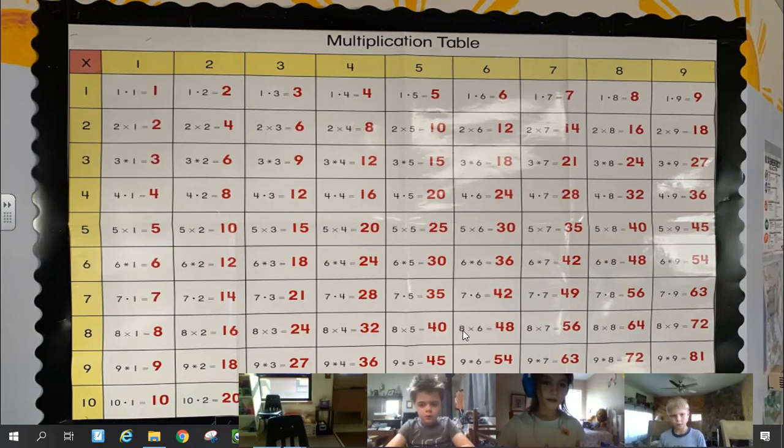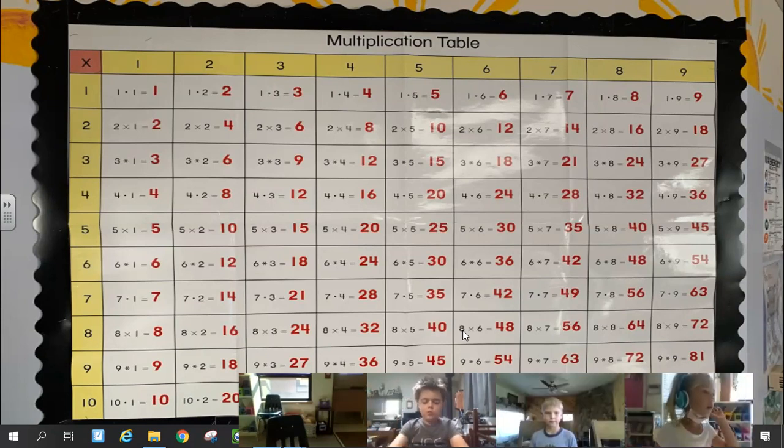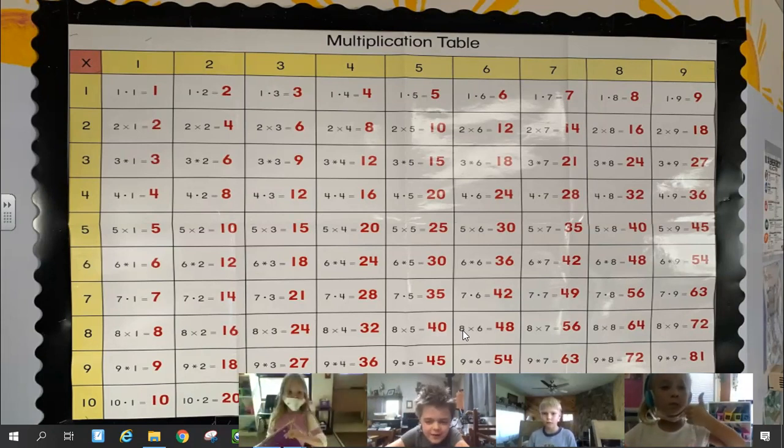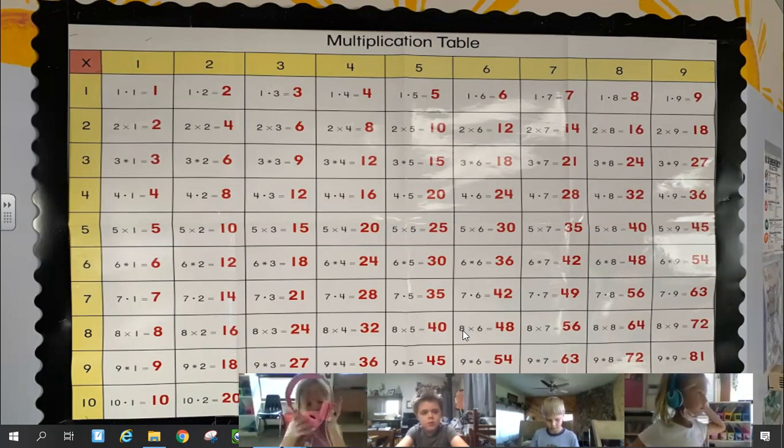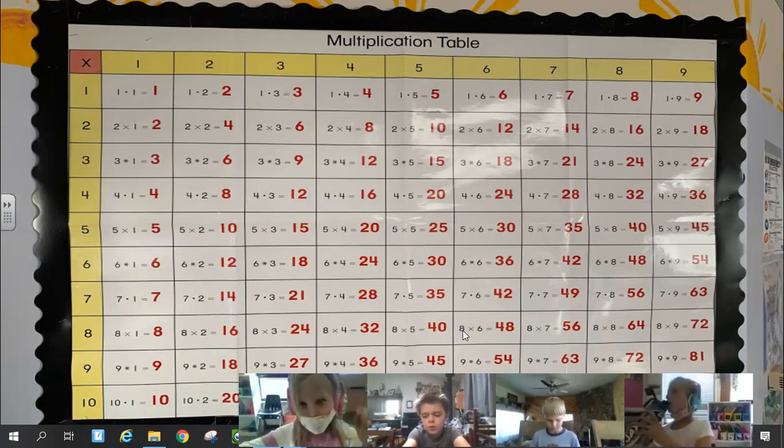Did anyone do it differently? I counted by 6s, and I knew 6 plus 6 equals 12, and I know 12 plus 6 equals 18. She counted by 6s. Give me a thumbs up if you did that as well. 3 times 6. 6 more is 12. 6 more is 18. I see Reese did that. Nice job.